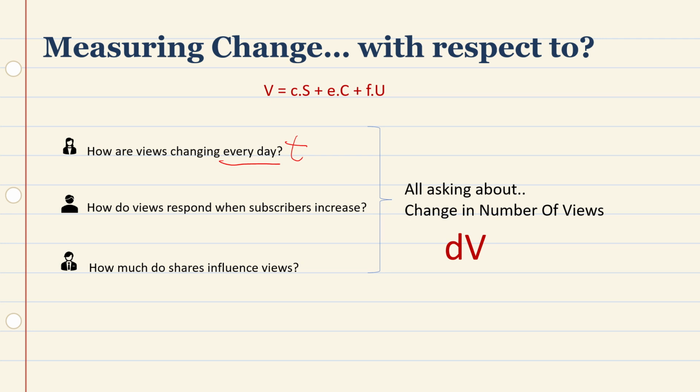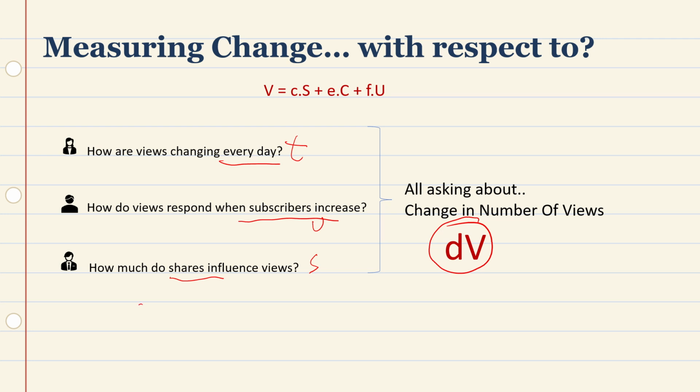The second person is asking the question, how do views change if the number of subscribers changes? Notice for this person, the subscribers are the reference. The third person is asking the question, how does the number of views change if the number of shares changes? Notice for this person, the number of shares is the reference. But there's one thing that is common in all three questions. All three people are interested in knowing the change in the number of views, meaning dV. The only thing that has changed is their reference.